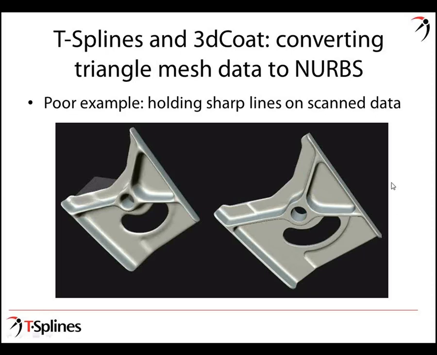And again, this is another example of a scanned mesh. This is the scanned mesh, and here's the 3D Coat and T-spline. So that's just some of the examples of the type of output that you can expect from here.